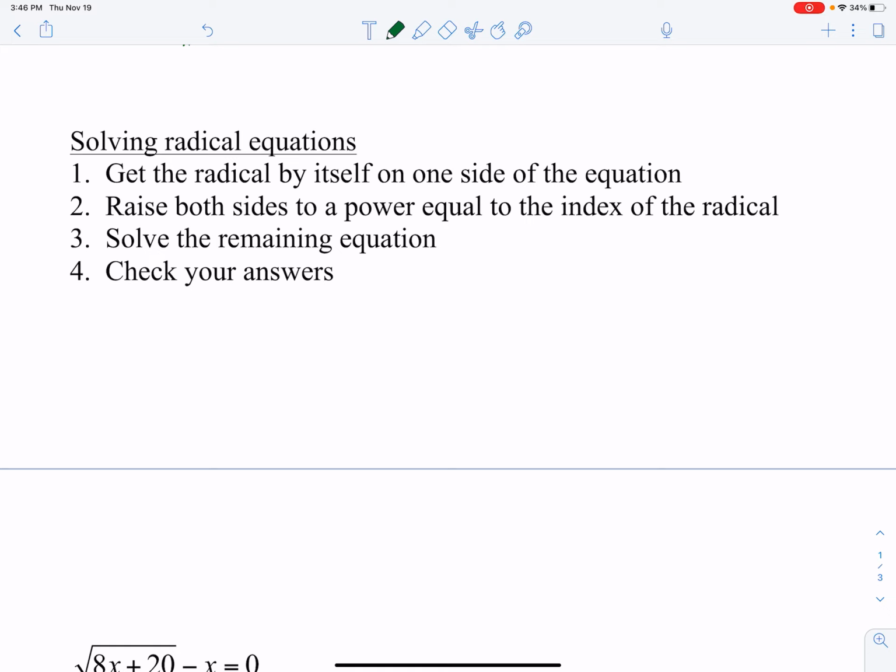Step 2 is raise both sides to a power equal to the index of the radical. That sounds very fancy. All it means is to get rid of a square root, you square both sides. To get rid of a cube root, raise both sides to the third. To get rid of a fourth root, raise both sides to the fourth. To get rid of a fifth root, raise both sides to the fifth, and so on. Then you solve the equation and check your answers.